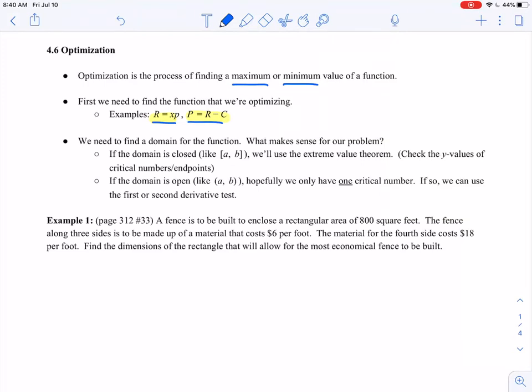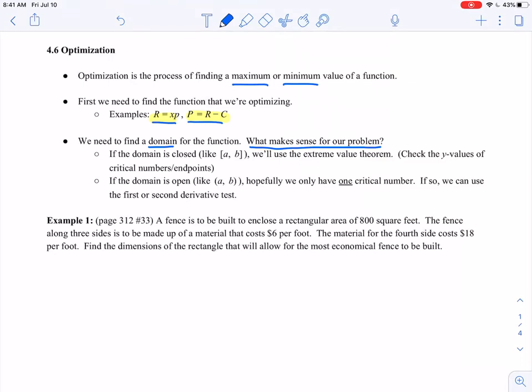The other thing that we need to keep in mind here is we are going to have to find domains for all of our functions. And the domain here, I just want you to think about it as what makes sense for our problem. So a lot of the problems that we'll look at, x values can't be negative. I can't have a negative quantity of something. So sometimes it's as simple as that.